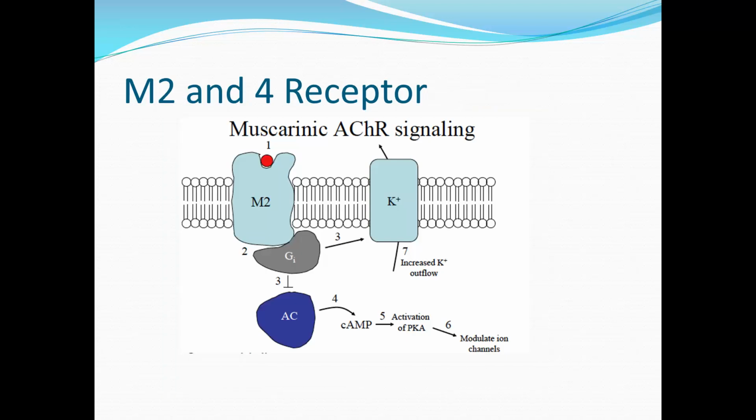Now, the other subtypes, M2 and M4: when acetylcholine binds to the receptor, it results in activation of the inhibitory G protein, so Gi. When Gi gets activated, you have inhibition of adenylate cyclase, and also activation of the potassium channels, which results in increasing outward flow of potassium. So this hyperpolarizes the cell. And also, when you inhibit adenylate cyclase, your cAMP concentration will go down. cAMP, if it goes up, activates PKA and modulation of channels and signaling pathways, but now we inhibit that.